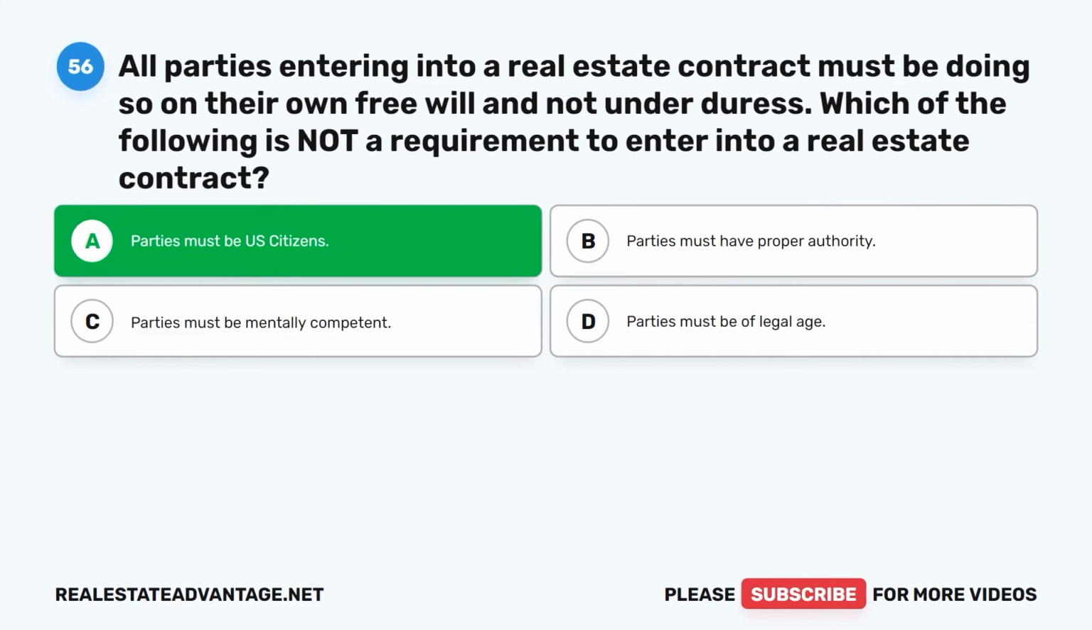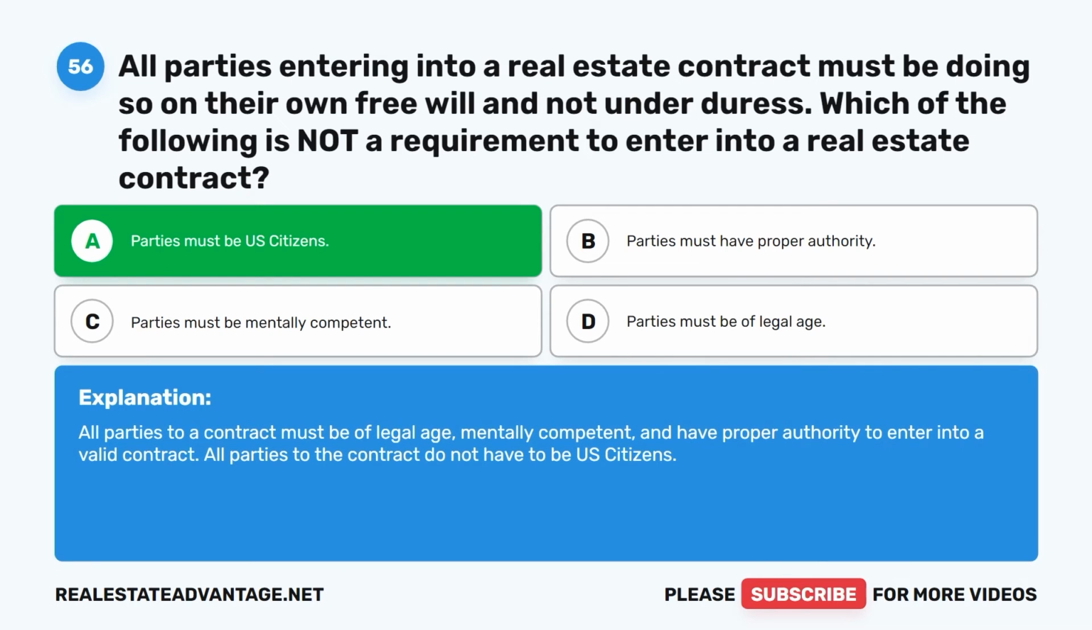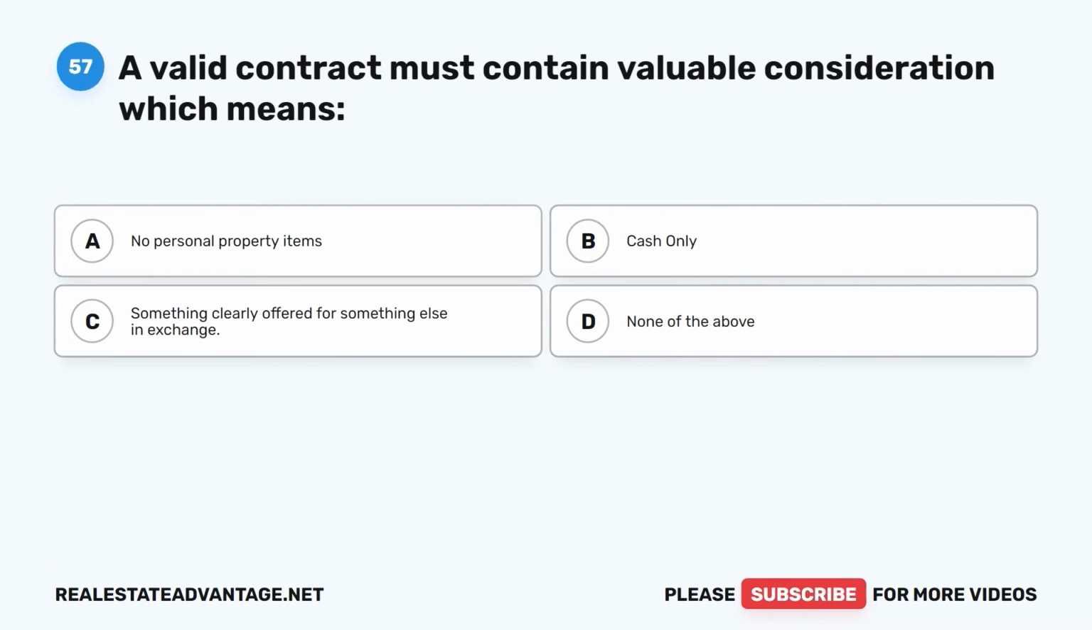Parties must be U.S. citizens. All parties to a contract must be of legal age, mentally competent, and have proper authority to enter into a valid contract. All parties to the contract do not have to be U.S. citizens. Question 57. A valid contract must contain valuable consideration, which means A.